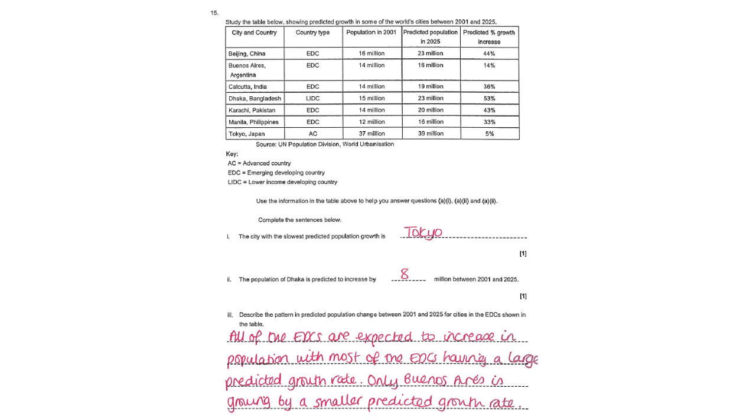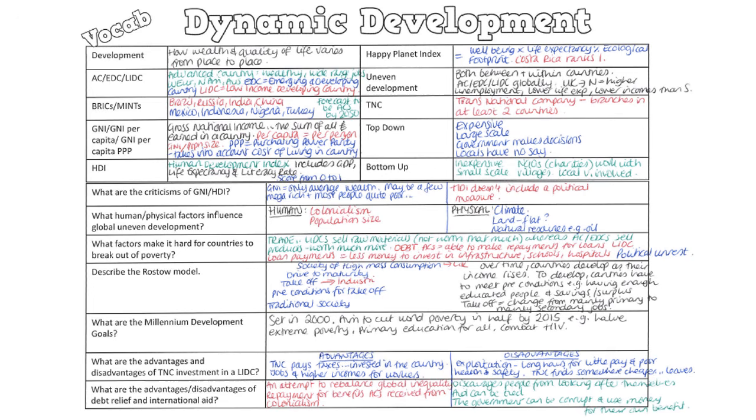Again, you've got a couple more skills questions there. So next topic will be dynamic development. So key vocabulary that we need to know. Development means how the wealth and quality of life varies from place to place.